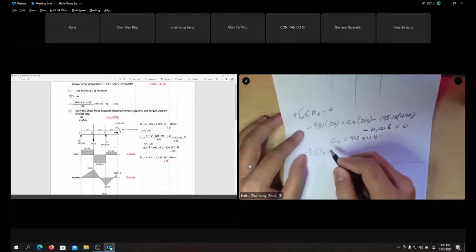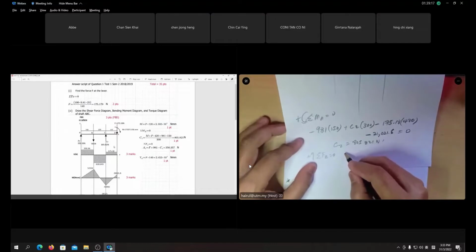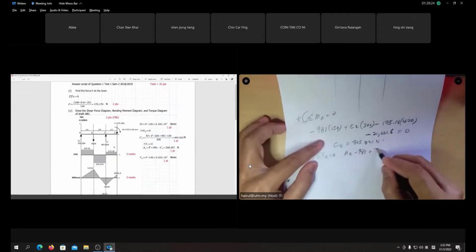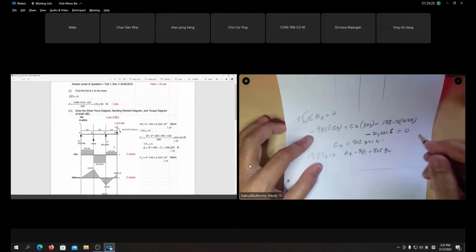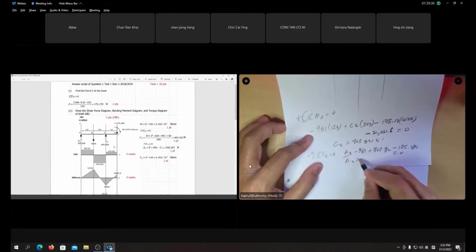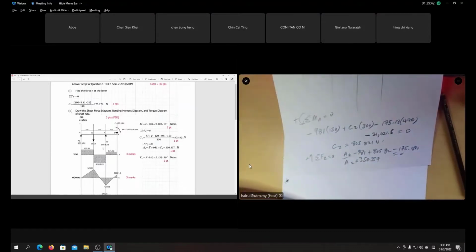Fz, since this is Z, Fz equals 0, upward is Z. So you get minus AZ minus 981 plus CZ upward positive 805.81 Newton plus the force at D, which you transfer, minus 175.18 Newton equals 0. So you get your exact value, AZ is 350.357 Newton. Okay guys, are you watching the solution? Then you make the shear diagram.